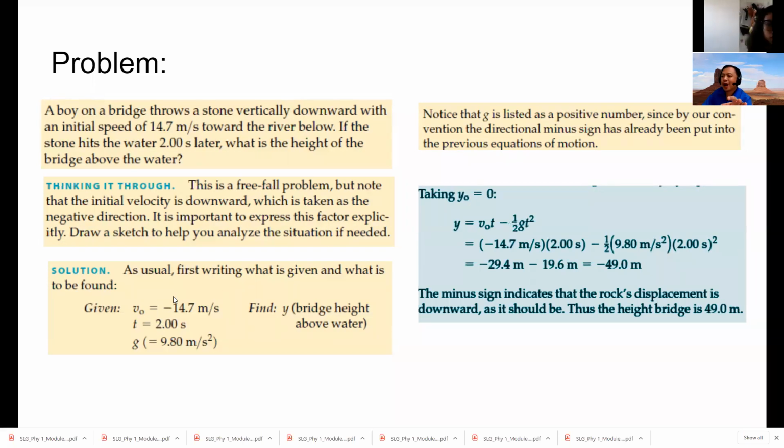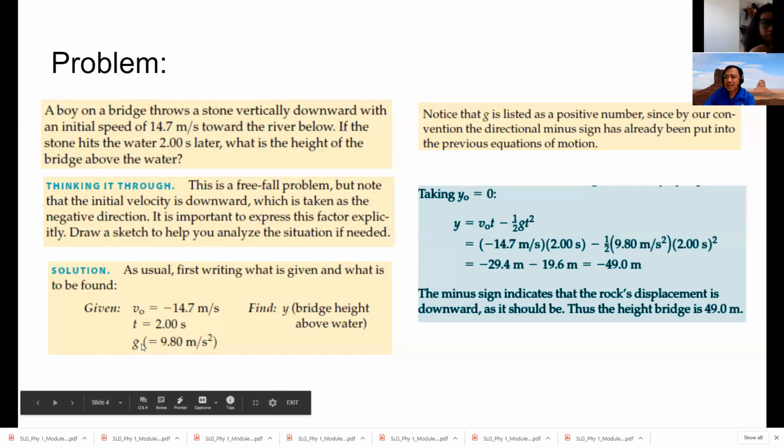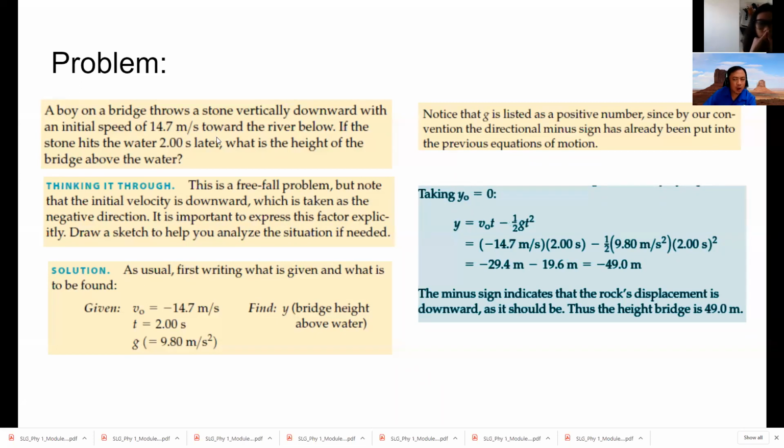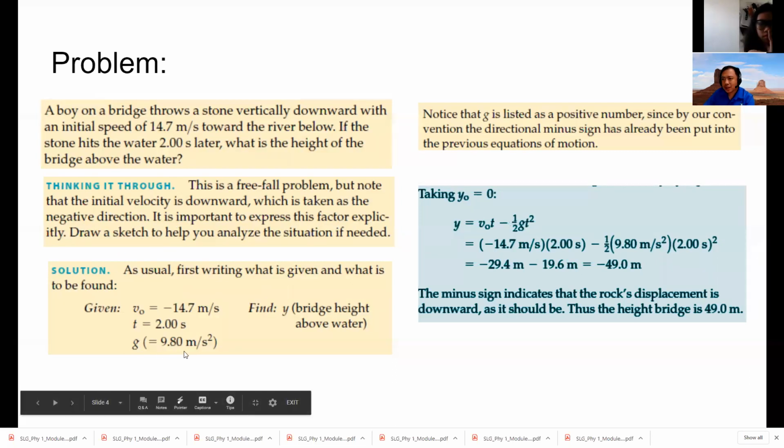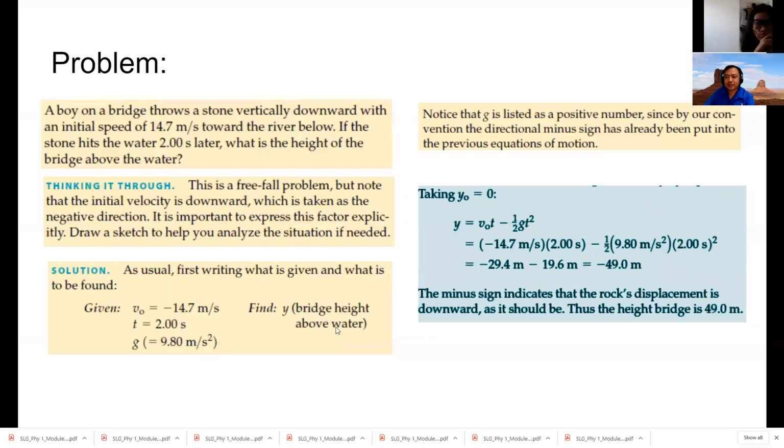So in problem solving, in order to write and analyze, first list the given. Given: v naught is negative 14.7 meters per second. Why negative? Because it is downward. Very good. And time is 2 seconds. And g is not given, but since it is a free fall, it's understood that g is 9.80 meters per second squared, which is the acceleration. And you are asked about y, the bridge height.